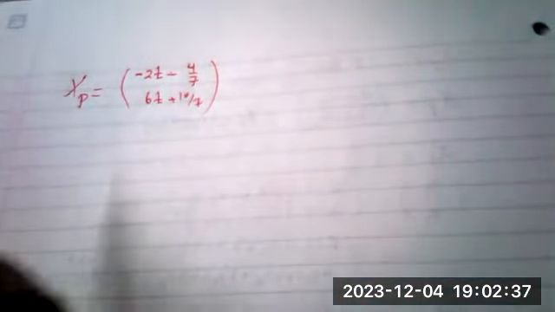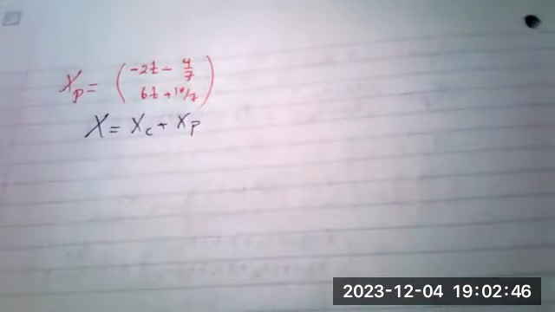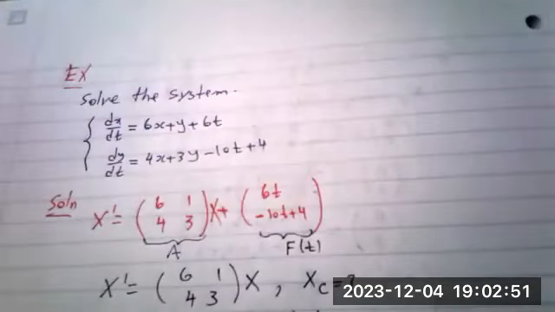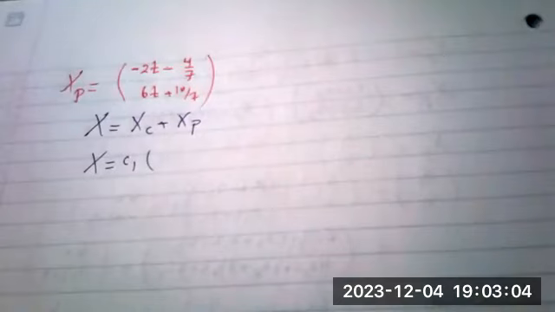So the final answer, you know that X is equal to the XC plus XP. That would be the final answer. If you want to list it, then you have it. Go back and get those numbers that we have. Okay, so this is going to be C1. You can just complete it by giving you those back.